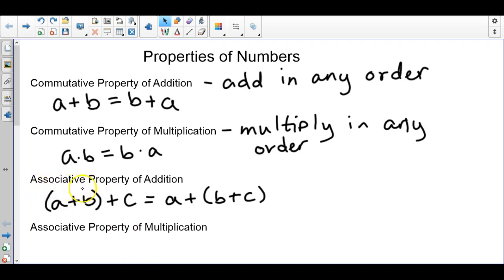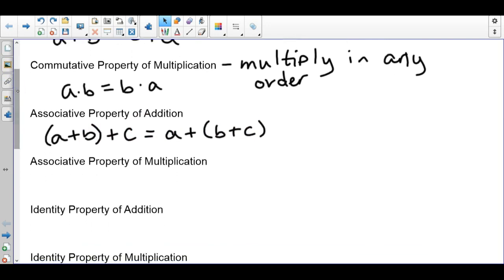I think of associative as who you will associate with, who you're friends with. So I'm associating with A and B, or B and C are associating together instead. So that's how I remember that this is the associative property. Same thing with multiplication. If you have three things, you could do the first two or the last two, and it would come out as the same answer.